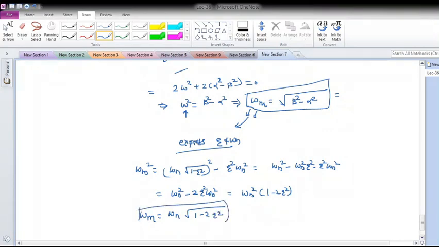Okay, so now this is the relation I have got. So I can find omega m once I know zeta and the natural frequency, or if I know the real and imaginary components from the pole location. With this I will get the maximum frequency.